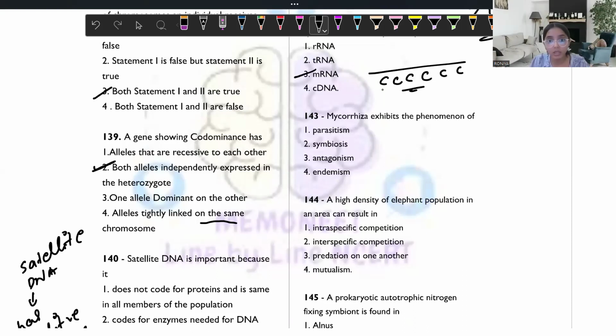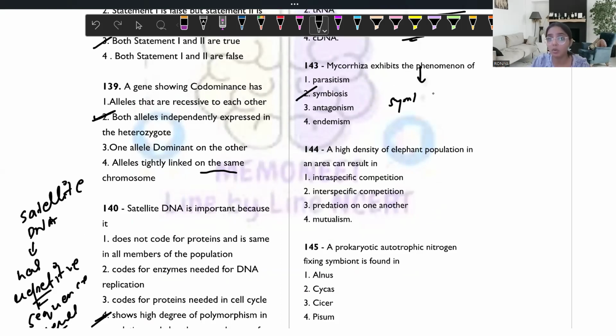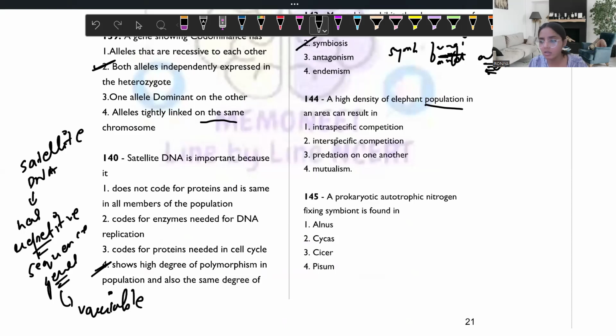Okay. Mycorrhiza exhibits the phenomenon of symbiosis. Mycorrhiza is a symbiotic relationship between fungi and algae, wherein both fungi and algae are benefited. One gets shelter, one gets food. Fungi gets food, algae gets shelter.